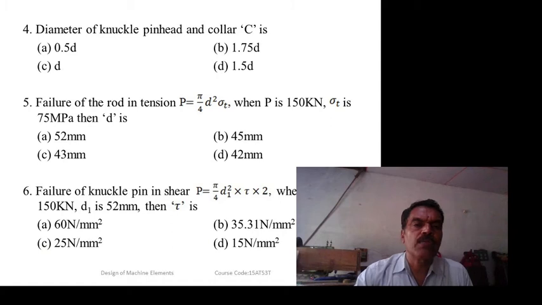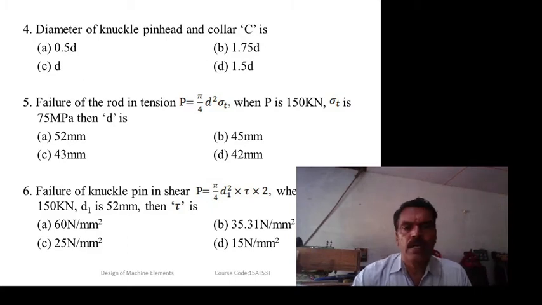Next, the fourth question: the diameter of the knuckle pin head and collar C, whether this answer is right or that answer is right. So first study the concept of the knuckle joint and the different dimensions, and judge the right answer. Fifth question: failure of the rod in tension. P is equal to pi divided by 4 d square into sigma t, when P is 150 kilonewton, sigma t is 750, and d is dash.